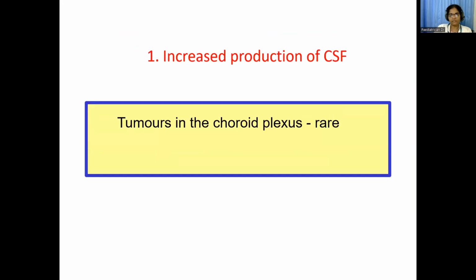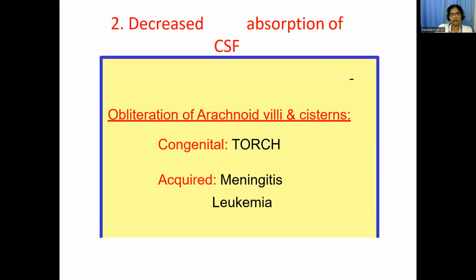So, increased production of the CSF. Let us go one by one. Increased production is due to tumors of the choroid plexus, like choroid plexus papilloma. It is quite rare actually. Since tumors are quite rare, the commonest cause will be decreased absorption. This can happen because of obliteration of the arachnoid villi and cisterns. Common reasons could be congenital infections like TORCH infections, or acquired causes like meningitis and leukemia.